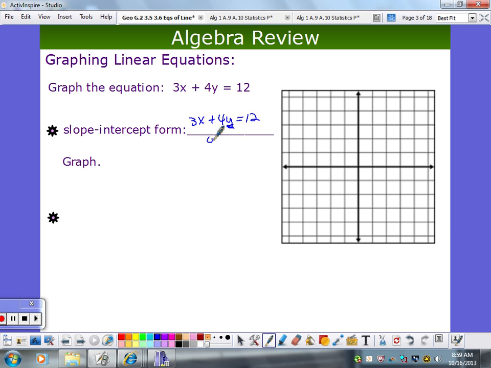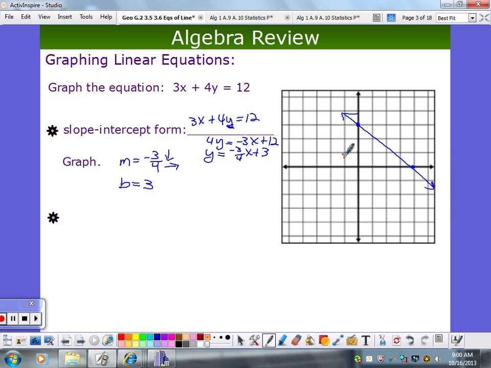So I'm going to subtract 3x from both sides. And then I'm going to divide everything by 4. I think I did that one right. What do you guys think? Right? So I have a slope of negative 3/4, and I have a y-intercept of 3. So you graph the y-intercept, and then you can go down and right, or you can go up and left, either way. So I go down 3, right 4, and then I can connect.